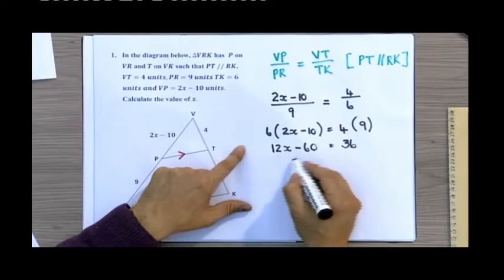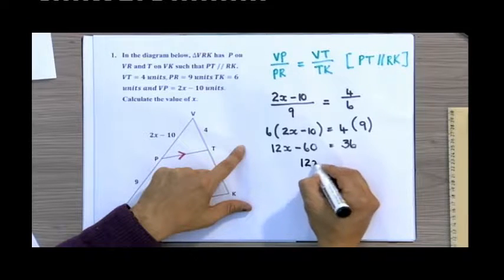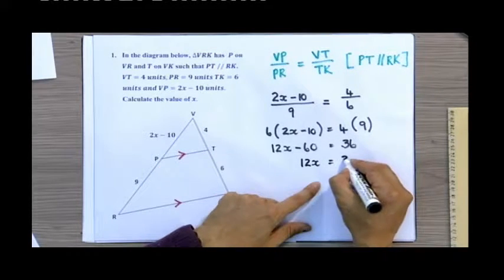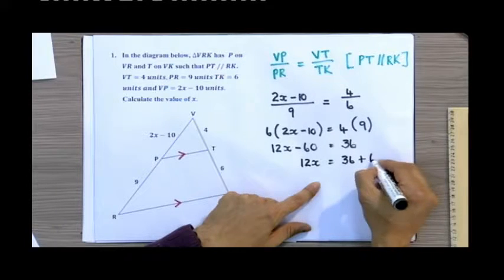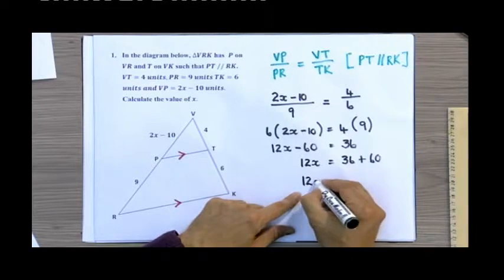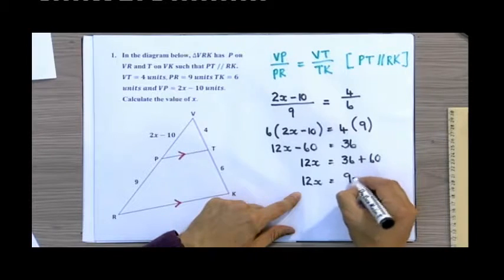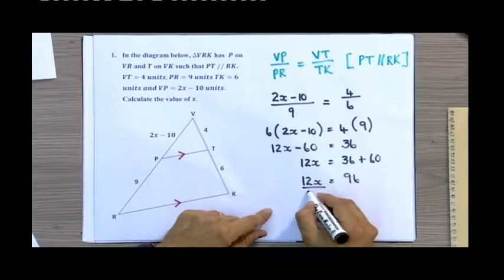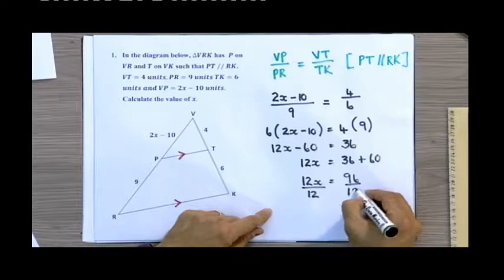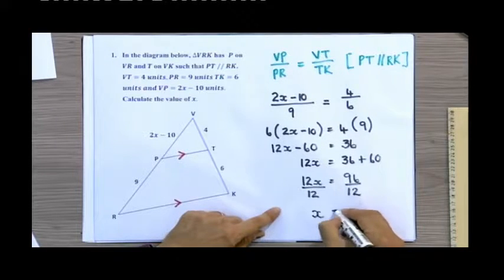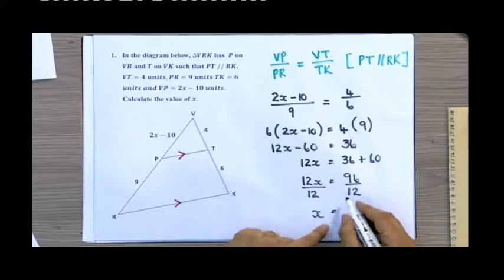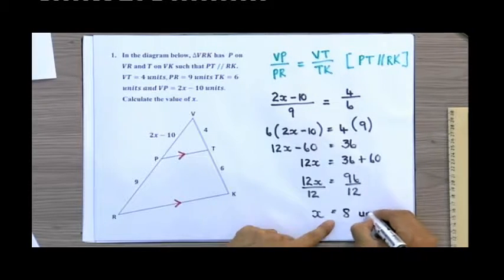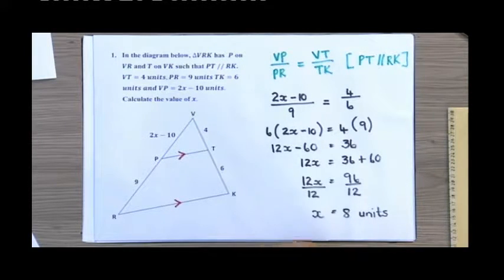So if I add 60 there, I will have only 12x that remains. And then if we add 60 to the other side, then we're going to have 12x is therefore 96. And if I want x, all that we have to do, we divide both sides by 12, and then x is therefore equal to, I can see a lot of answers coming in. Thank you guys, I like what I see. Martha, Masizana, they all say, sir, my answer is 8 units.